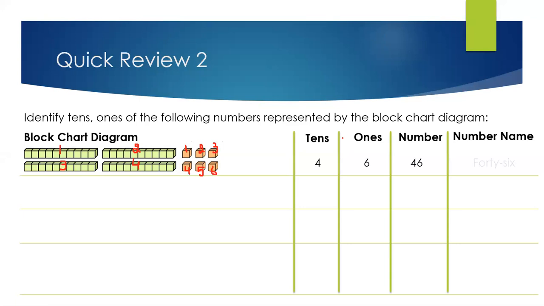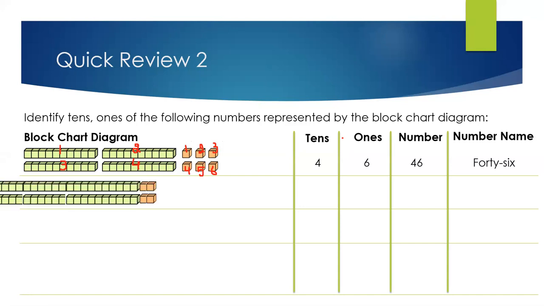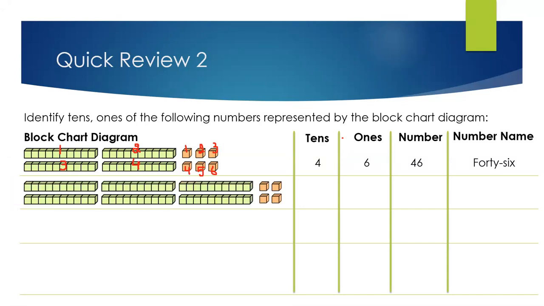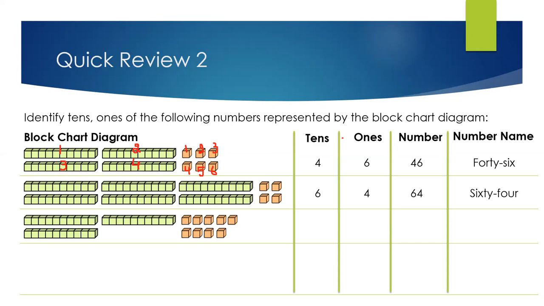4, 6, 46. Similarly, here is the second question, and you will tell me how many tens and ones this block chart diagram is showing. Here you can see that there are 6 tens, and 4 cubic blocks are representing 4 ones. So here are the 4 ones. So the number would be 64, and the same is written in words. Here is another question. Here you can see that we have 3 tens.